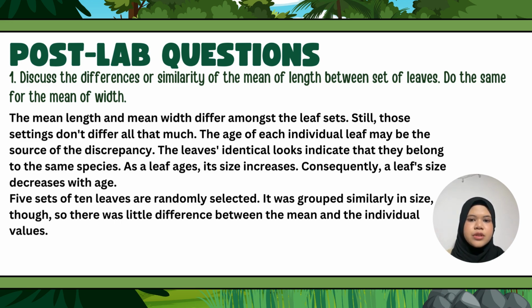The edge of each individual leaf may be the source of discrepancy. The leaves' identical looks indicate that they belong to the same species. As a leaf ages, its size will increase. Consequently, a leaf's size decreases with age. 5 sets of 10 leaves were randomly selected. It was a group of similar size, so there was a little difference between the mean and individual values.